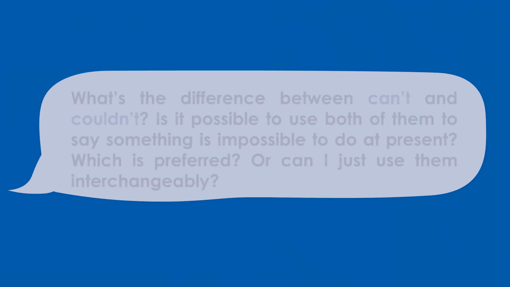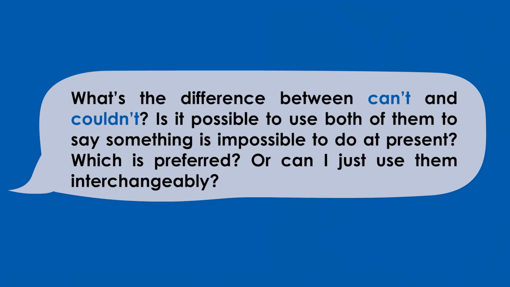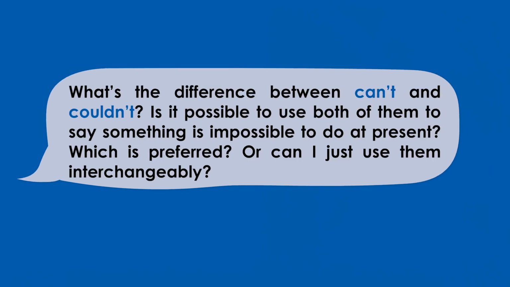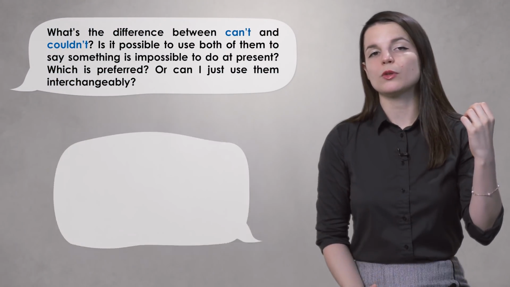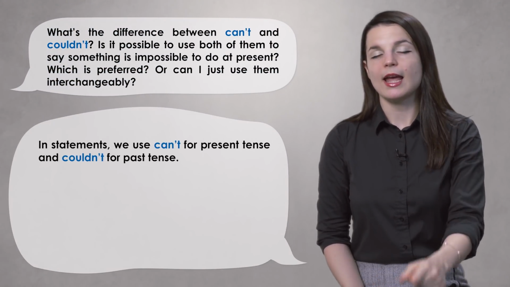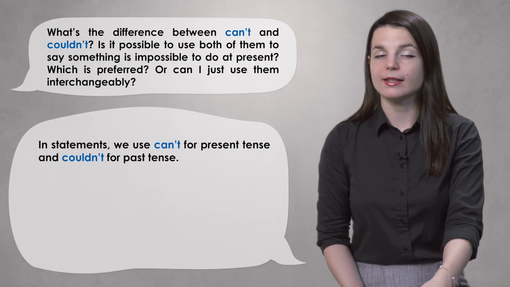Next question comes from John. Hi, John. John says, hi, Alisha, I would like to ask the difference between can't and couldn't. Is it possible to use both of them to say something is impossible to do at present? Which of the two is preferred, or can I just use them interchangeably? Thanks. In statements, we use can't for present tense and couldn't for past tense.